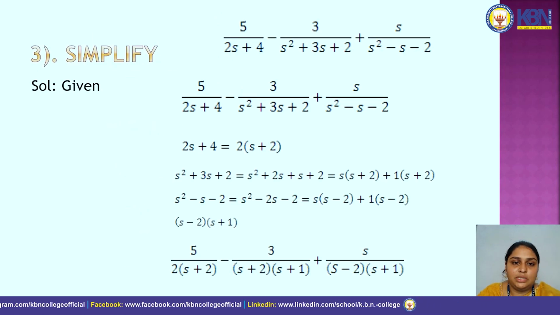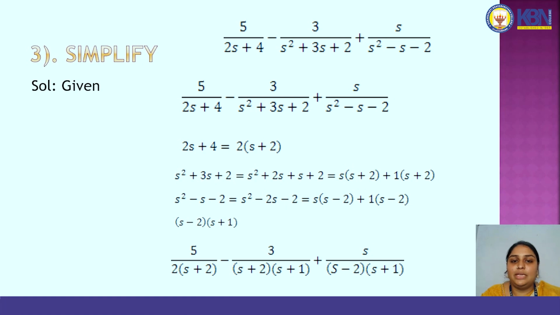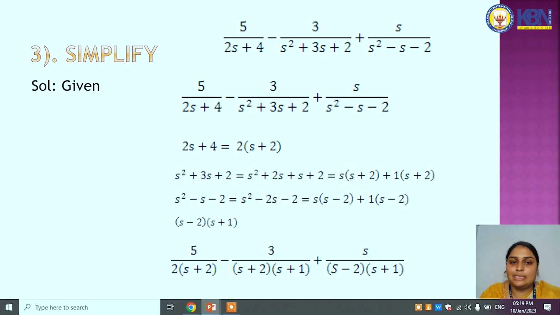In the same procedure, we are going to solve the remaining algebraic fractions. The third problem is: simplify 5 by 2s plus 4 minus 3 by s square plus 3s plus 2 plus s by s square minus s minus 2. First we have to take the LCM of the denominators, so first we have to factorize all the denominators of the given algebraic fractions.